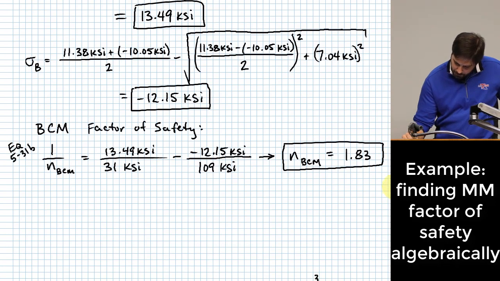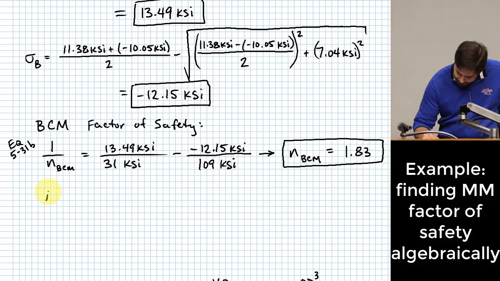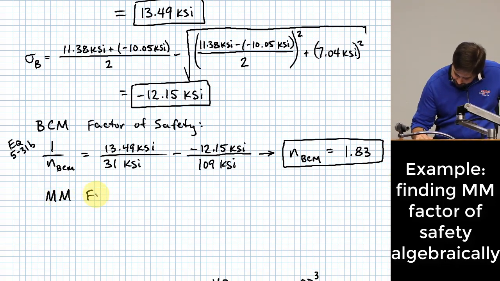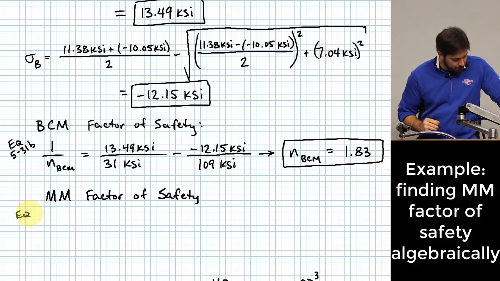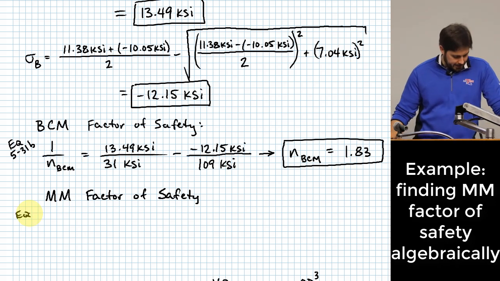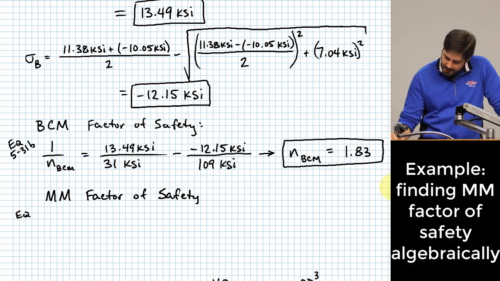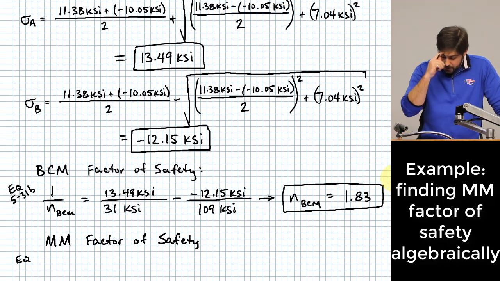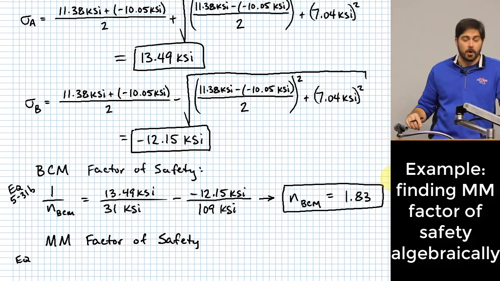All right, the next one we want to do is Modified Mohr. This one might take a little more thinking to figure out which of our equations we would like to use. If I take the ratio of sigma B over sigma A, in other words, I put the one that's negative over the one that's positive, do I have a ratio greater than 1 or less than 1?